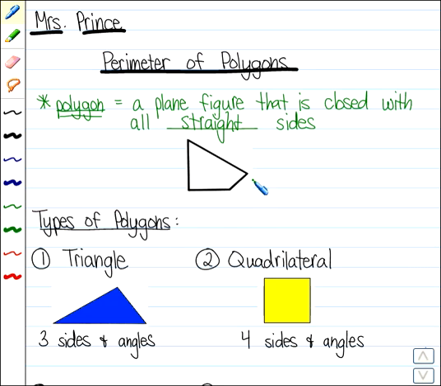Now in this section, we're going to be looking at 5 different types of polygons. So let's take a look at our polygons here. Our first type of polygon is the triangle. And a triangle has 3 sides and 3 angles. So we have 1, 2, 3 sides here, and then again you'd have 1, 2, 3 angles. Okay, our second type of figure is the quadrilateral. And the quadrilateral has 4 sides and 4 angles. So 1, 2, 3, 4, and then it has the 4 angles as well.